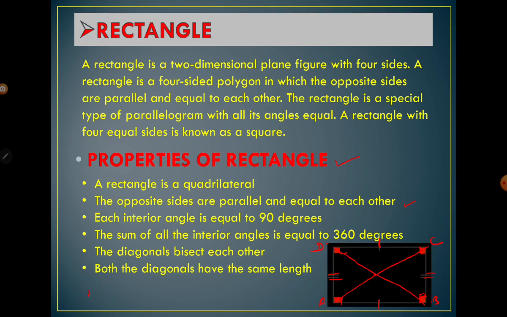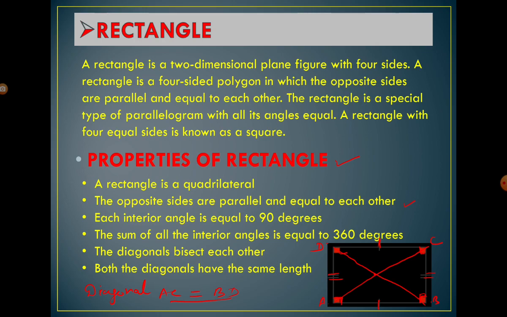So we can say that diagonal AC should be equal to diagonal BD. So the lengths of the diagonals are equal. If these properties hold in any quadrilateral, then that will be a rectangle. So you can say that a square is a rectangle and a rhombus. But a rectangle or a rhombus is not a square.